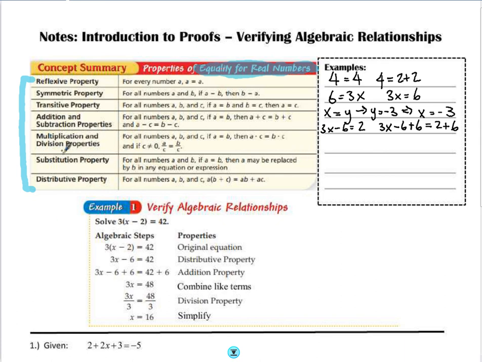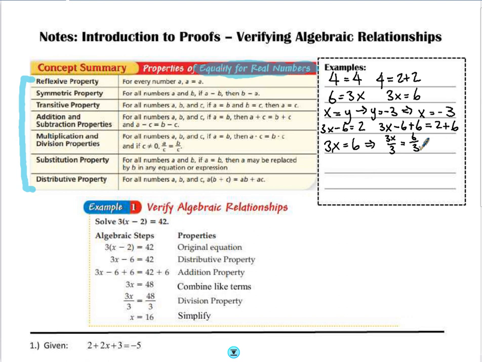Next is the multiplication and division property. For all numbers a, b, and c, if a equals b, then a times c is equal to b times c. And if c is not equal to 0, a divided by c is equal to b divided by c. An example: if you had 3x equal to 6, that would also mean 3x divided by 3 is equal to 6 divided by 3. That division property is helpful when trying to isolate x with a coefficient of 1.